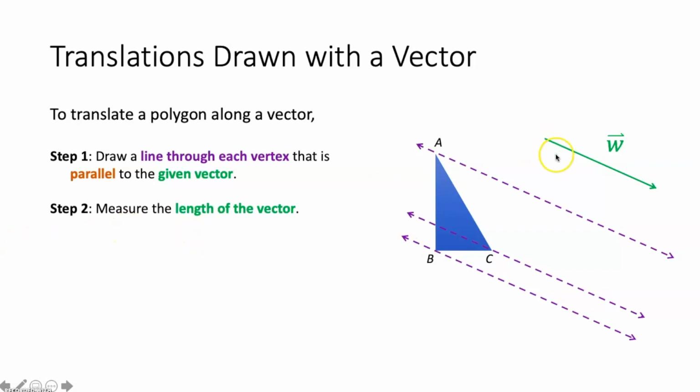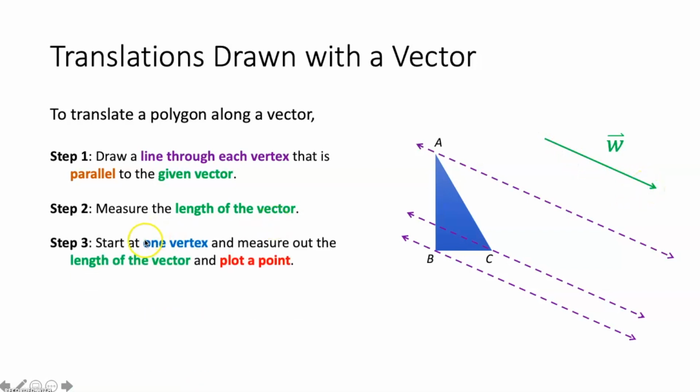We need to find the magnitude of this given vector, vector W. Once you've done that, you can start at one vertex and measure out the length of the vector and plot a point. So here, at point A, we're going to take however long vector W was. Let's say it was 2 inches. Sure. And we're going to measure out 2 inches on this parallel line that we drew. And that is where our new point, the image of point A, is after it's translated along vector W. So we're going to put A prime right here.